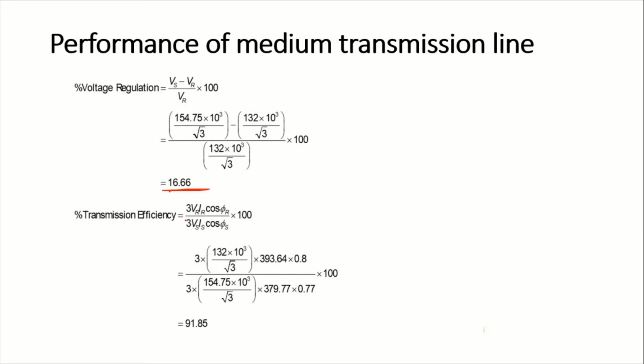And the transmission efficiency is 3 Vr IR cos phi r upon 3 Vs Is cos phi s. Put in all the values of Vr, IR, cos phi r, Vs, Is, cos phi s, and we get the value 91.82.